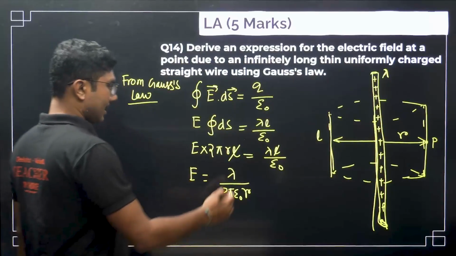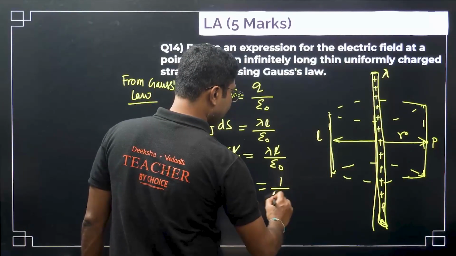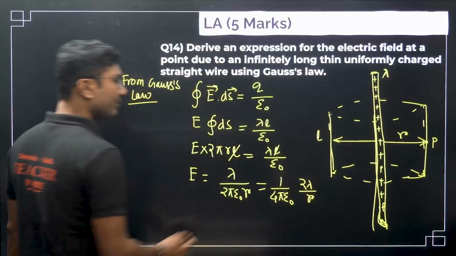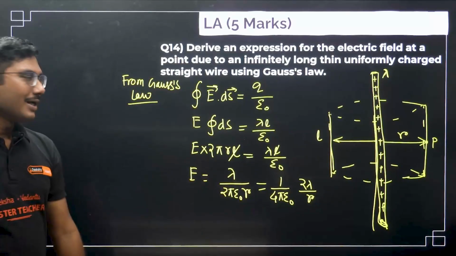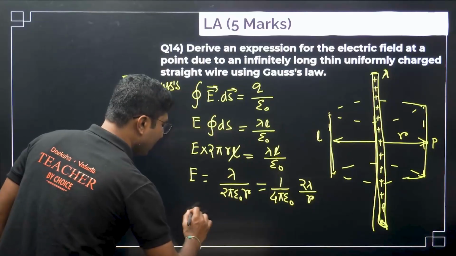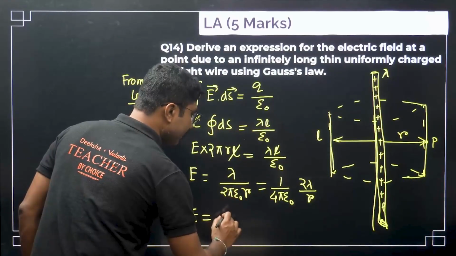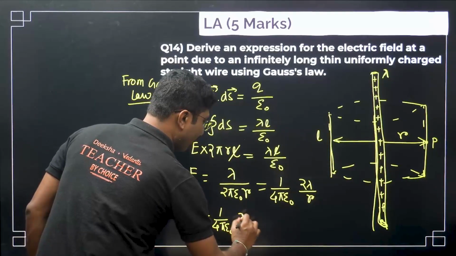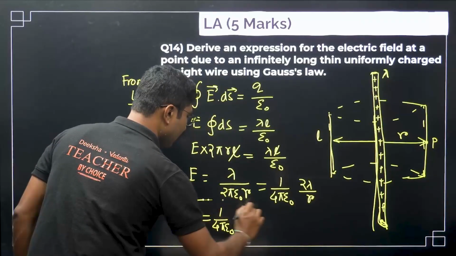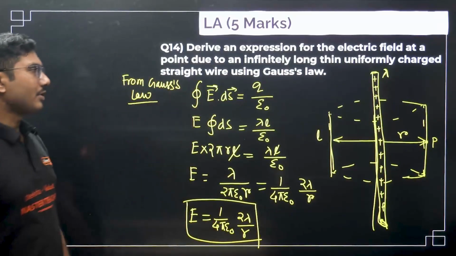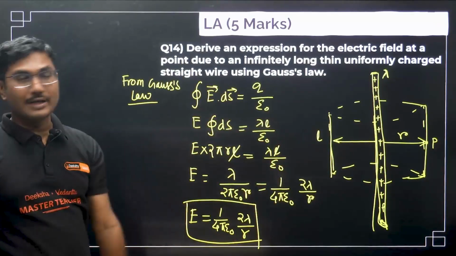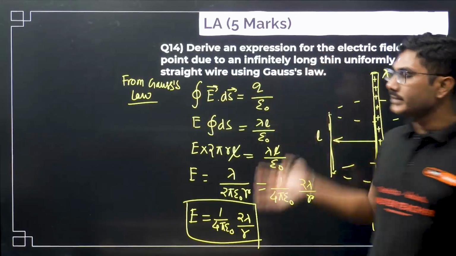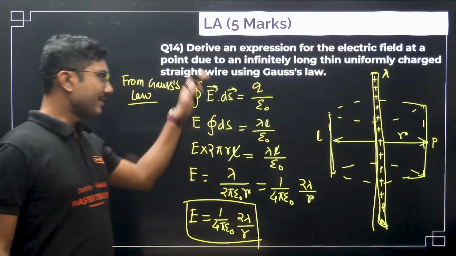I generally prefer to write this as 1 by 4 pi epsilon naught times 2 lambda by r, so that this value comes as a constant. We know that this is a constant, but this is a good way to write. So the electric field due to a uniformly charged line charge is this. This is an easy derivation, not long, neither difficult. Only thing, this may not come as a single derivation. They will ask state Gauss's law of electrostatics, so in that case you have to write the statement extra. Otherwise this is a very simple and easy derivation.